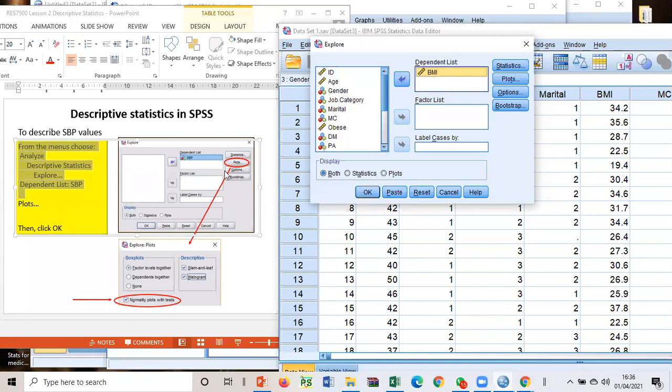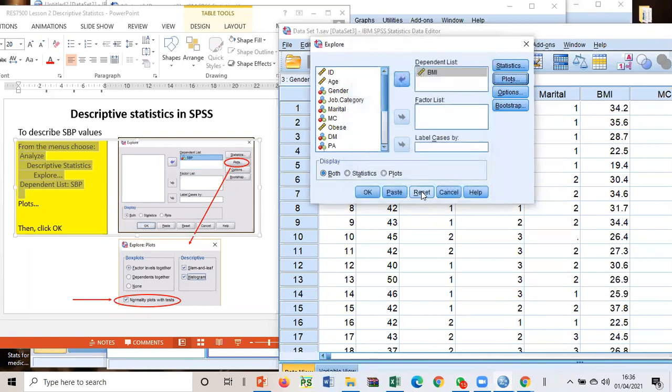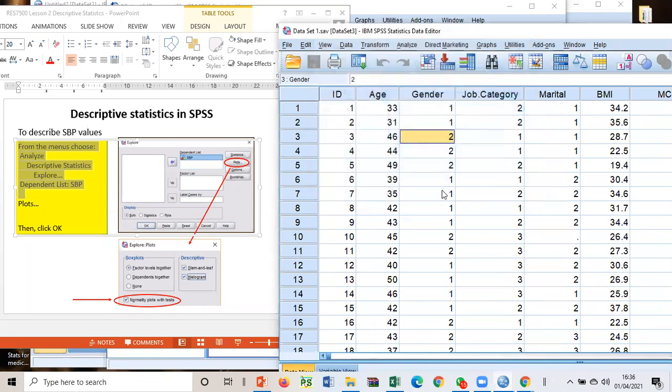Next, what do you do? Follow the diagram in the notes. Plots. In Plots, what do you click? Normality plot with test. If you want a histogram, you can click the histogram. Box plot is already clicked for you. Again, let's start all over again. Somebody guide me from the beginning.